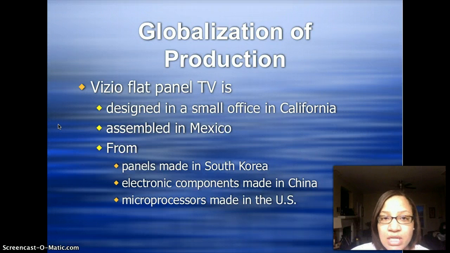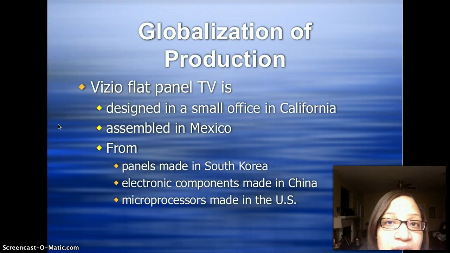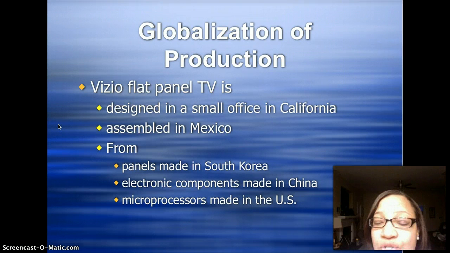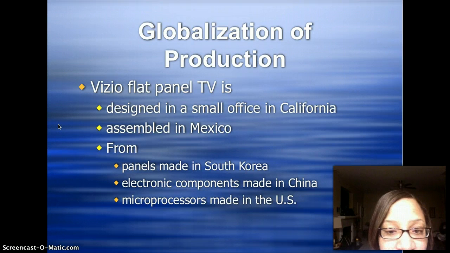So globalization of production, just to give you an example, let's say a Vizio flat panel TV is designed in a small office in California. However, it is assembled in Mexico, and the panels are made in South Korea, the electronic components are made in China, and the microprocessors were made in the US. So this flat panel TV is a good representation of globalization and this whole interdependence, how each country depends on each other, because this TV would not have been able to be made if all these various countries didn't work together, as far as the panels coming from South Korea, the microprocessors coming from the United States.